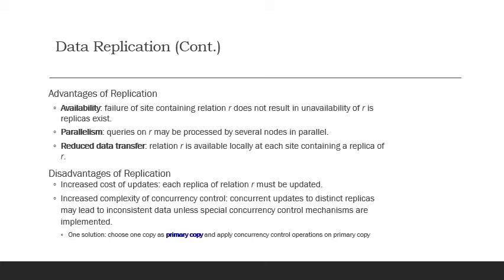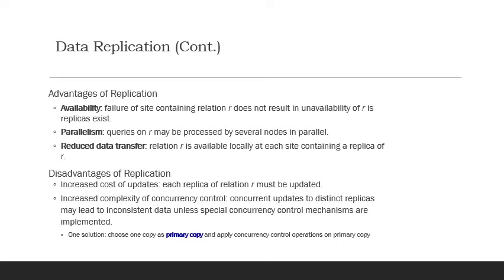Then the disadvantages: we have increased overhead on update. The system must ensure that all replicas of the relation R are consistent. Otherwise, erroneous computations may result. Thus, whenever R is updated, the update must be propagated to all sites containing replicas. The result is increased overhead.